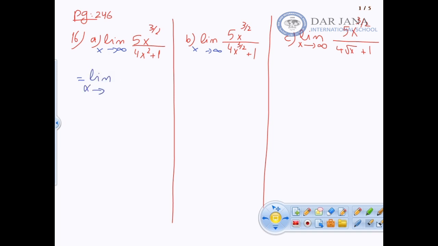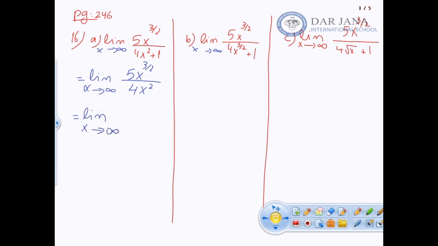Limit as x approaches infinity. We have to keep on writing the limit every time, as we are still writing x, as we are not yet substituting. So up it's going to be 5x power 3 over 2, and in the denominator the highest degree term is going to be 4x squared. Now as you can see here, the degree of the denominator is higher. So as we said in the explanation, it's going to be 0.